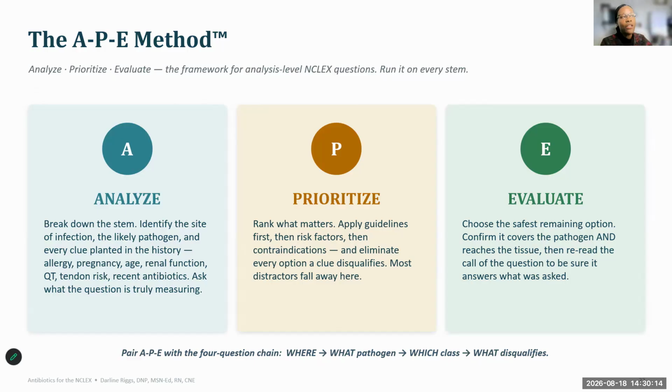Pretty much what I've just taught you. So now that you know that, when you get a question, which we're going to practice, you're going to analyze it first. Don't just try and pull out your answer. Analyze it. Ask these questions: What site? What pathogen? What disqualifies? And then you prioritize. You rank what matters. Apply your guidelines. Ask, what are the risk factors? What are the contraindications? Eliminate what for sure isn't correct.